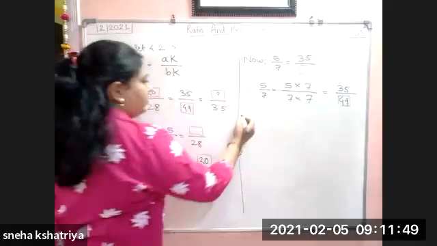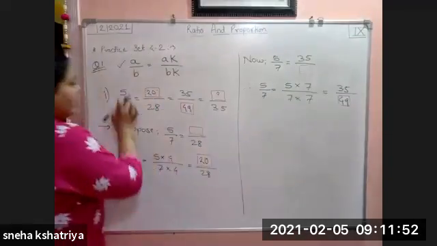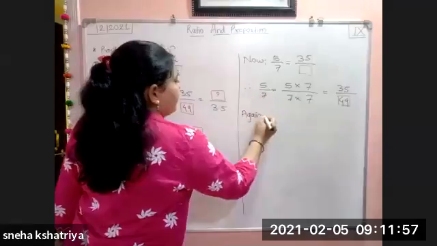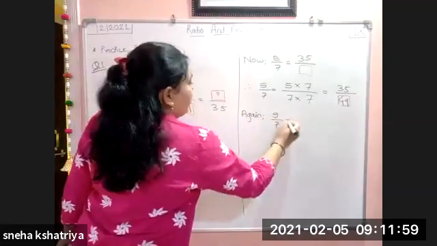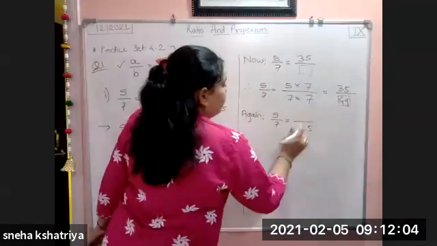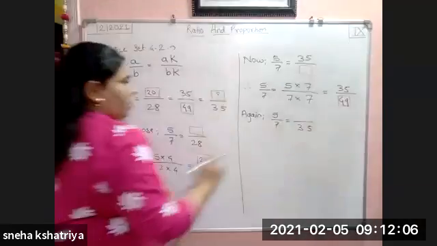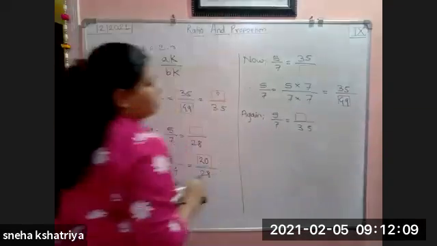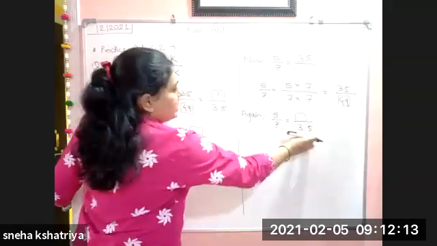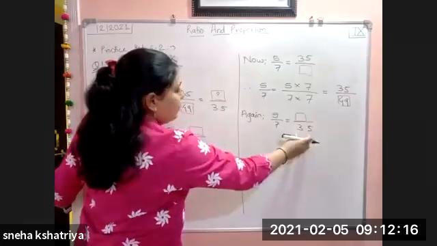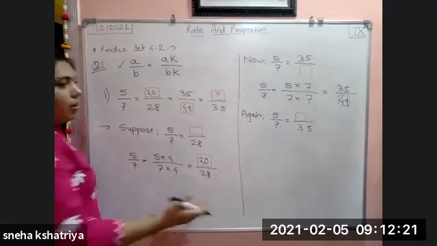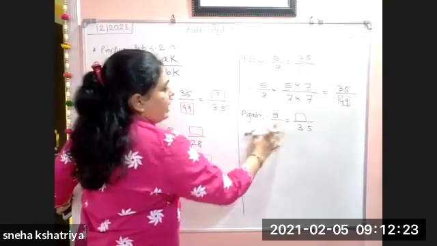Third one, 5 upon 7, which is equal to 3.5 upon x. Okay. Now there are two ways to solve this example. See, this is a point. Either, if you want to remove the point, multiply by 10 at the numerator and denominator, or you can think it directly.